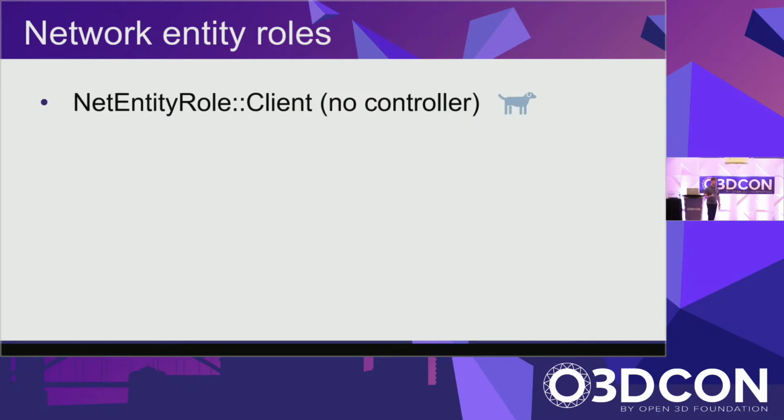So I'm going to talk about the network entity roles. The first role I'm going to talk about is the client role, which does not have a controller. We break these roles up into both the client side and the server side. The first role, client, is basically a read-only role on the client side, right? And you know it's read-only by the fact that it has no controller. The presence of a controller basically denotes write access. If you're familiar with Unreal Engine at all, then Unreal calls this their proxy. It's the proxy role inside Unreal Engine.